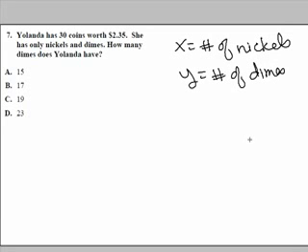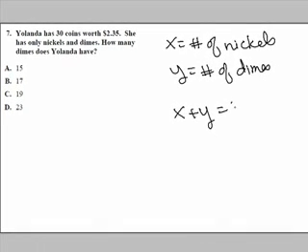Now we need to write two equations that involve X and Y. Reading the first part of the first sentence, it says Yolanda has 30 coins. So I already know that if I add up the total number of nickels and the total number of dimes, it's going to give me the total number of coins. So my first equation is going to be X plus Y is equal to 30.